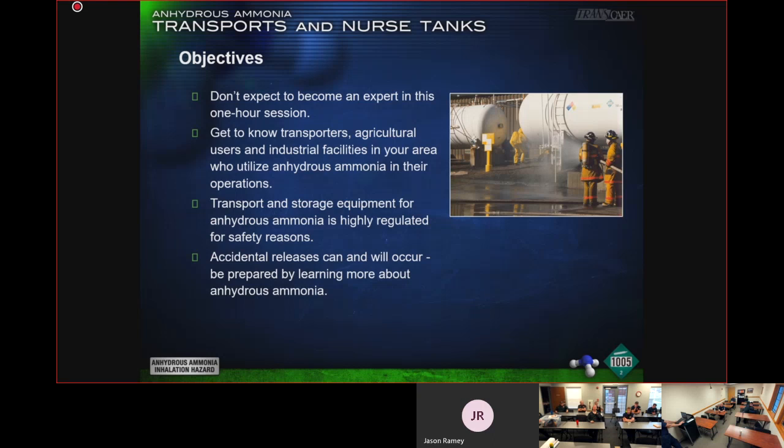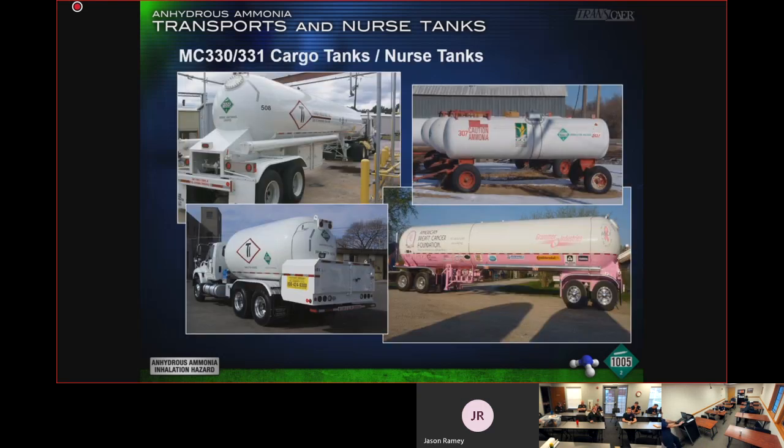Again, not very complicated. Not a lot of safeties on it. It's just a trailer. Accidental release can and will occur. Be prepared by learning more about anhydrous ammonia. So congratulations, you are doing just that.